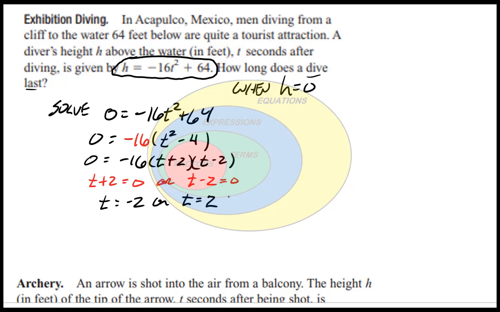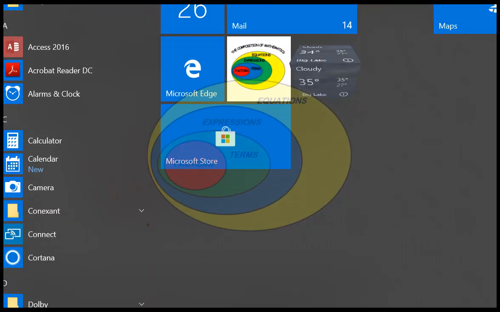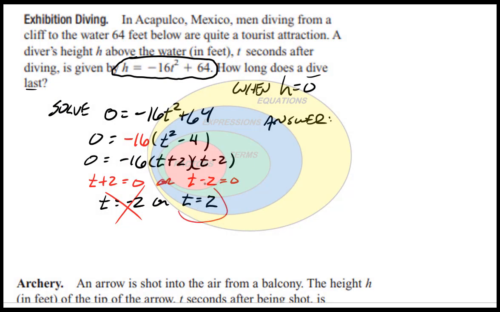So our answer is looking for a time. So t equaling negative 2 does not apply to this. We have a negative time. But t equal to 2 does. So therefore, how long does the dive last? So the dive lasts 2 seconds. Time was in terms of seconds.